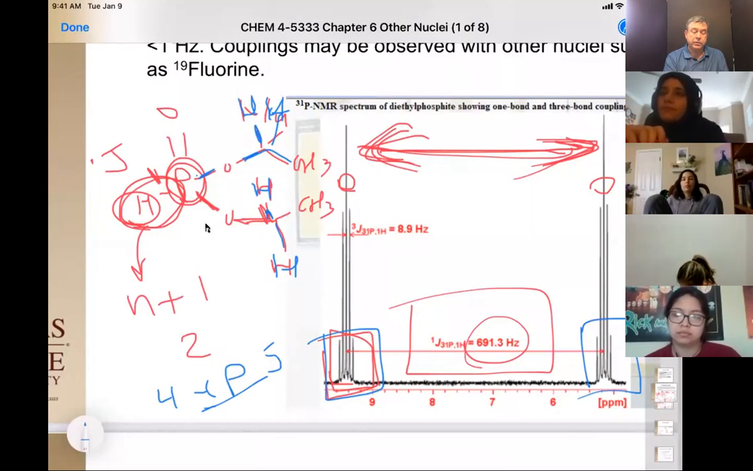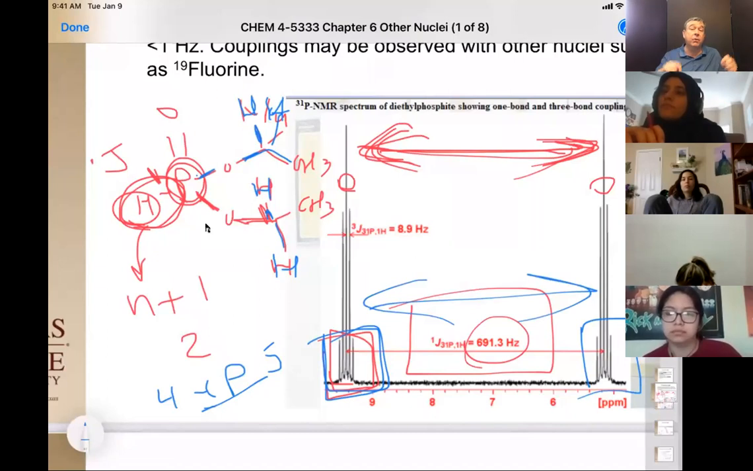And notice it's a much smaller coupling constant. This is much more traditional of what we'd like to see in a proton NMR. The three bond coupling constants are 5-10 hertz. And so this is more consistent with what we'd see in a proton NMR. But this huge split here is what we see in our fluorine and or phosphorus.